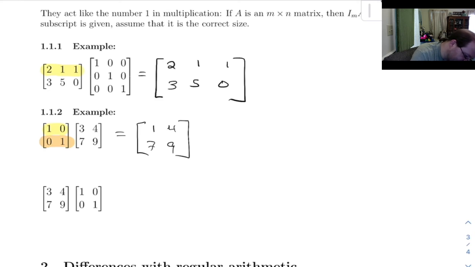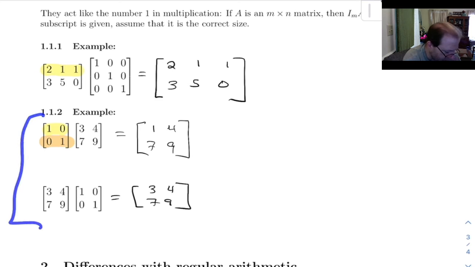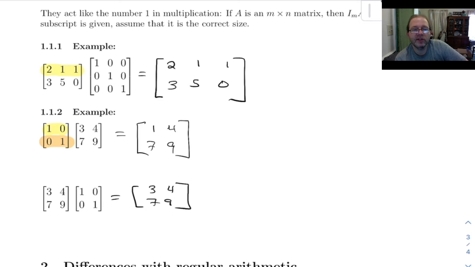I'm not going to work this out, I'm just going to write the answer, 3, 4, 7, 9. The point of this example is identity matrices are one of the special cases where if you've got a square matrix and you multiply it by an identity matrix, whether you put the identity on the front or on the back, it gives you the same thing. We saw the other day that matrix multiplication in general is not commutative, but this is one of those exceptions where the order doesn't matter.